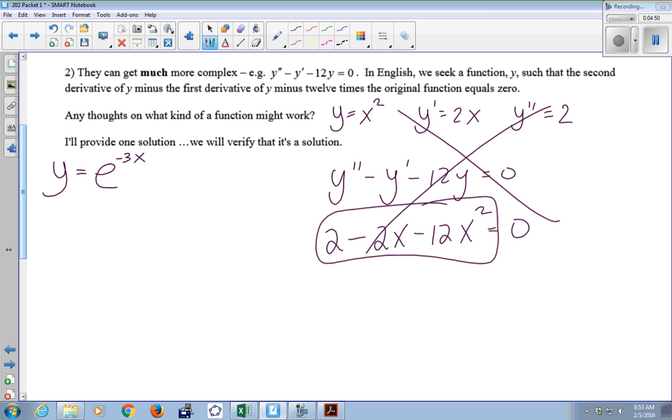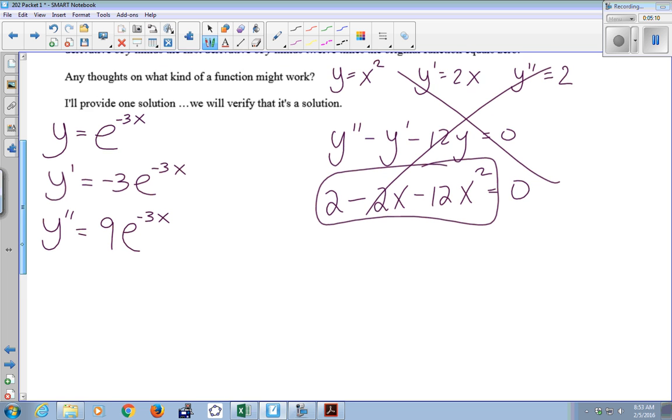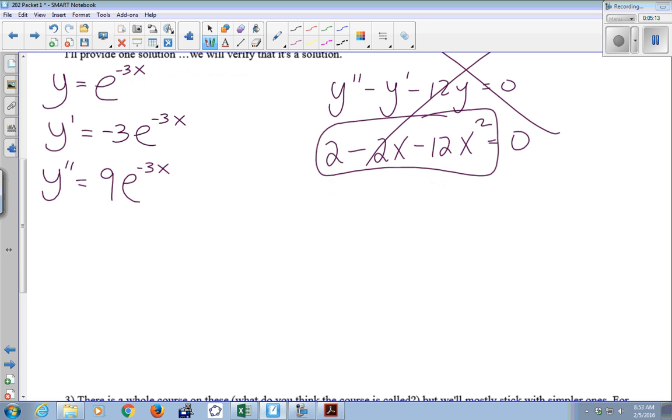So let's check. So what's y prime? Negative 3 e to the negative 3x. And y double prime? Great. All right, let's see if we plug those in, do we get a true statement with the differential equation? Y double prime minus y prime minus 12y, does that equal 0? Always, right? For all possible values.